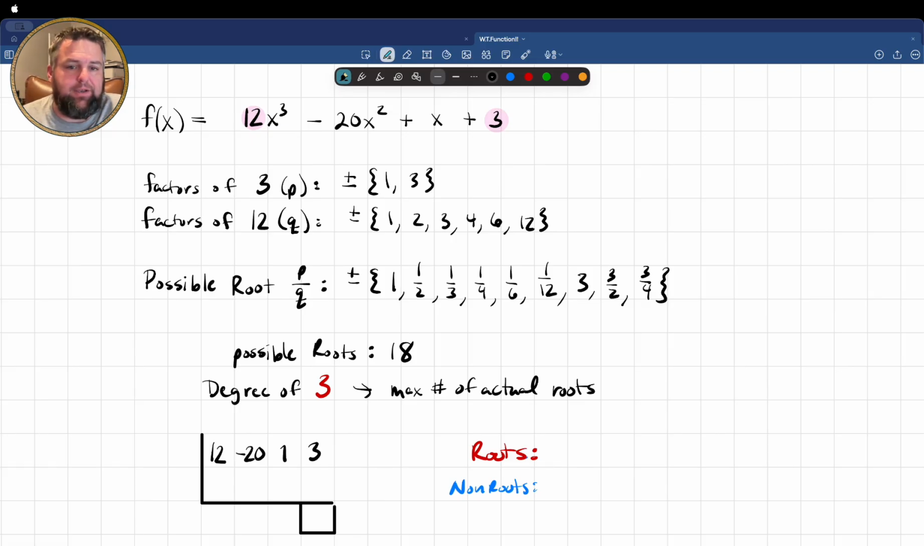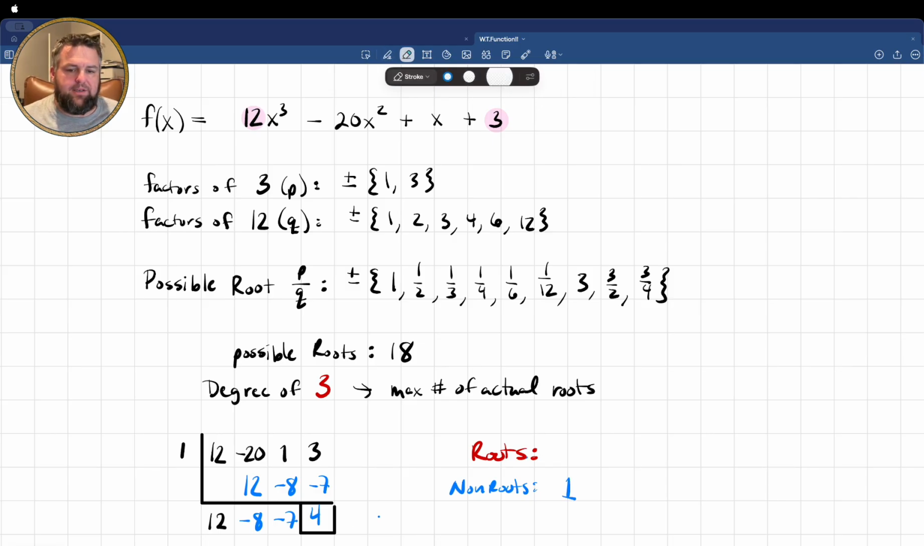Okay, and then we're going to take the first of the possible roots and test it. Just keep in mind in synthetic division, the first term drops through. And now we begin testing. 1, 12, 1 times 12 is 12. Negative 20 plus 12 is negative 8. 1 times negative 8 is negative 8. Negative 8 plus 1 is negative 7. That's negative 7. This is 4. So if you get a remainder other than 0, it is a non-root. So positive 1 is a non-root.